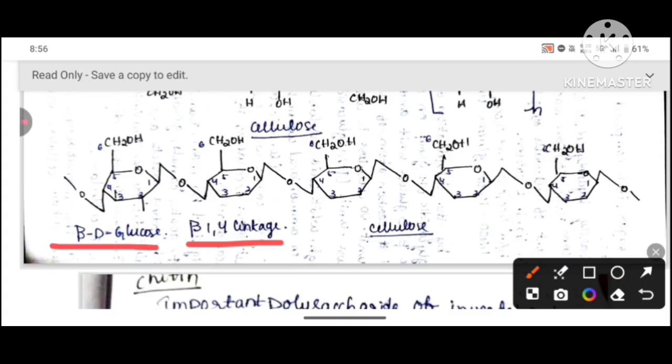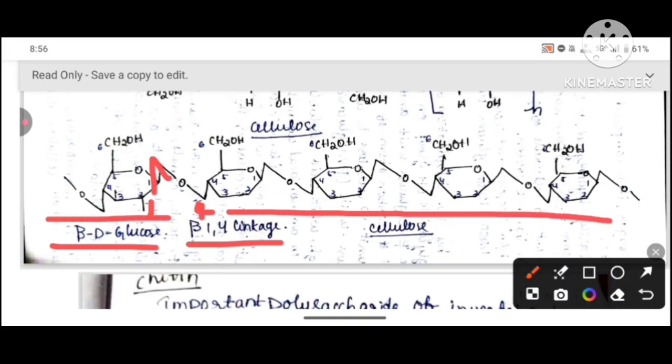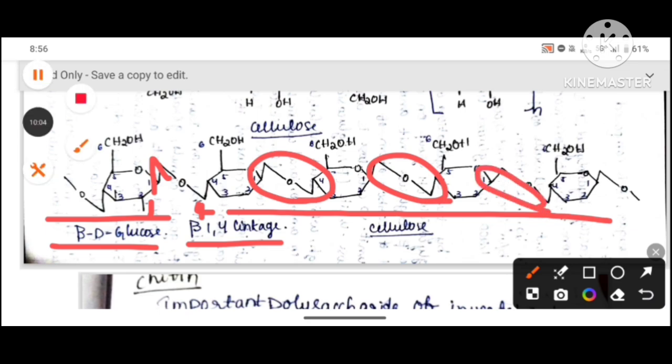So this consists of beta 1,4 linkage here. The glycosidic bond is actually between 1 and 4 carbon atoms between the sugar units. So here these are the glucose units, which are monosaccharides. Between them there are glycosidic bonds which are beta 1,4. So this forms a cellulose structure.